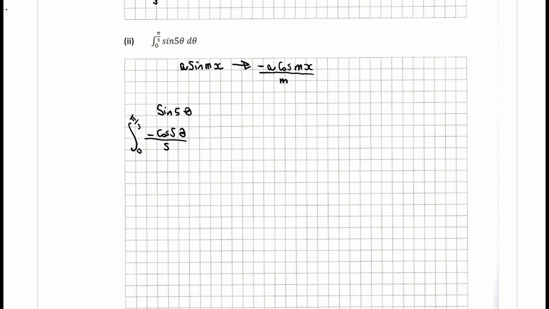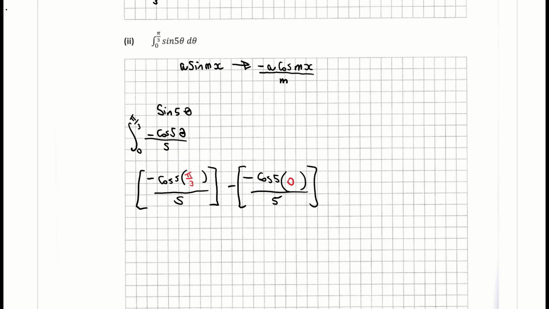Basically what you're doing is you're subbing in pi over 3 for theta, and then you're subbing in 0 for theta and subtracting your two answers. So I'm going minus cos 5 times my theta, and my theta in the first case is pi over 3, and I'm dividing that by 5, and then I'm subtracting minus cos 5 times my theta. Again, my theta is 0 in this one, and divided by 5. And I then go to my calculator and work them out. Just make sure that your calculator is set to radians.